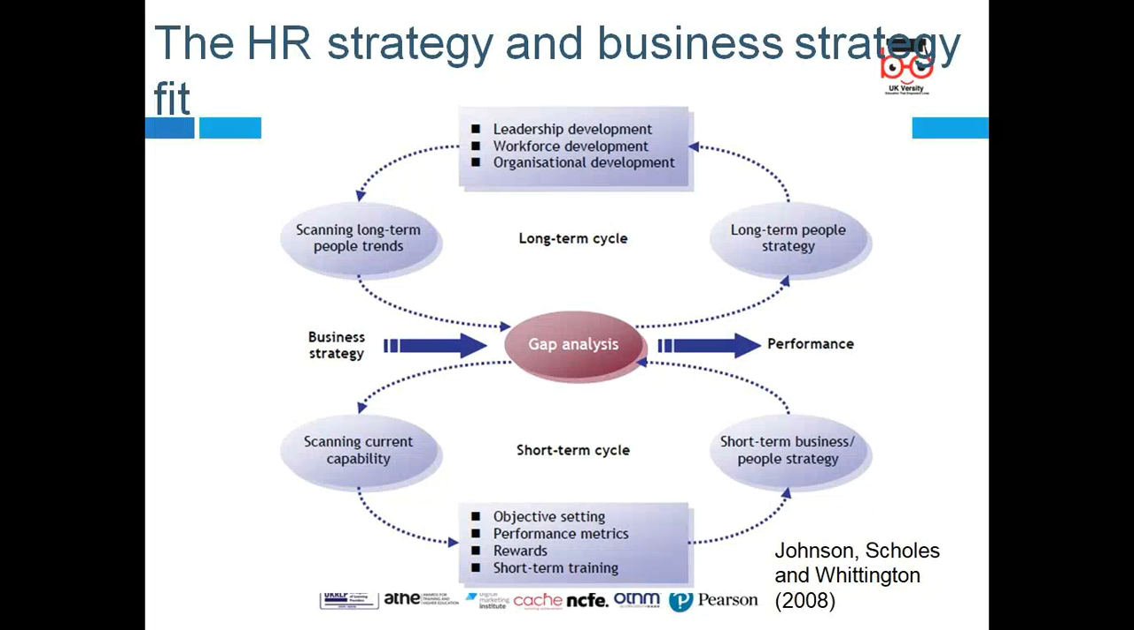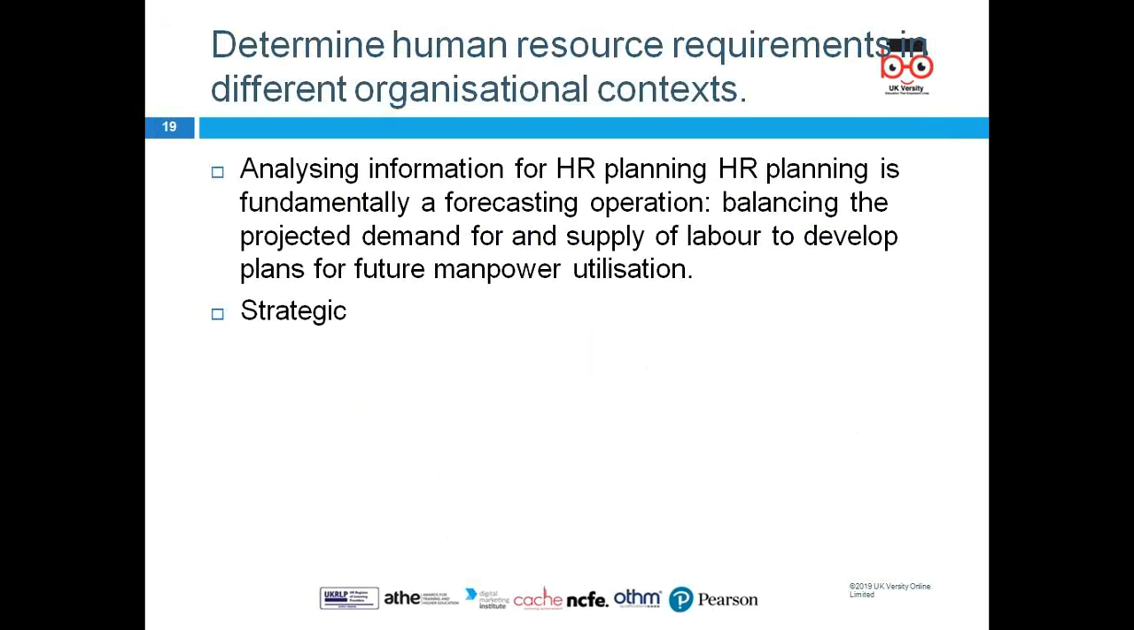The gap analysis, scanning current capabilities we have, and short term, we need to look around the objective setting, performance metrics, reward system, short-term training, short-term business people strategies. All this we need to balance between HR strategies and business strategies. If we don't, we are not going to achieve our corporate objectives. Determine human resource requirements and organization, analyzing information for HR planning. HR planning is fundamental. The second is 2.1, which we discuss now.